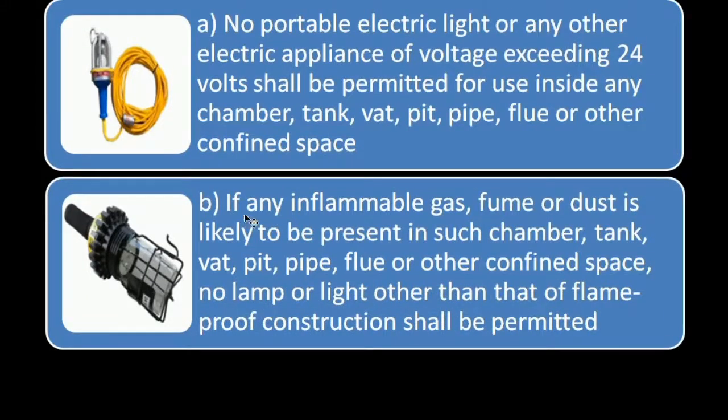Subsection B. If any flammable gas, fume or dust is likely to be present in such chamber, tank, vat, pit, pipe, flue or other confined space, no lamp or light other than that of flame-proof construction shall be permitted. Now if a confined space contains a flammable gas or dust, and if we carry an electric light, what will happen? It will catch fire and there are chances of an accident. So it has to be ensured that an electric light carried into a confined space which already contains inflammable gas is of flame-proof construction.